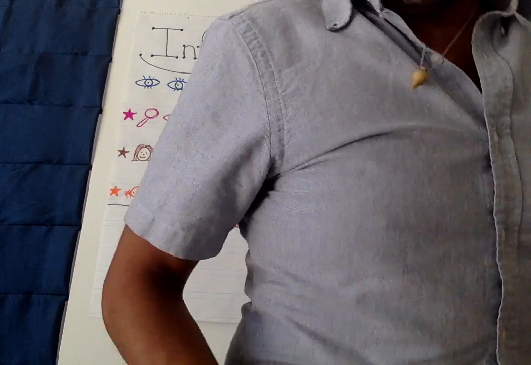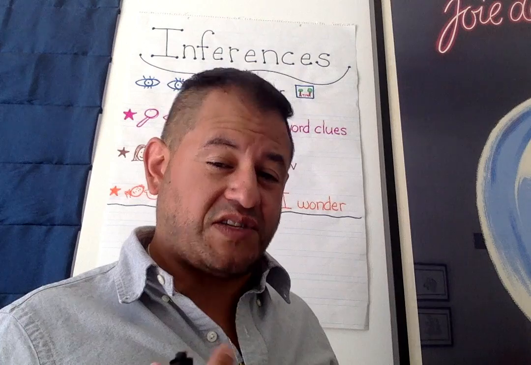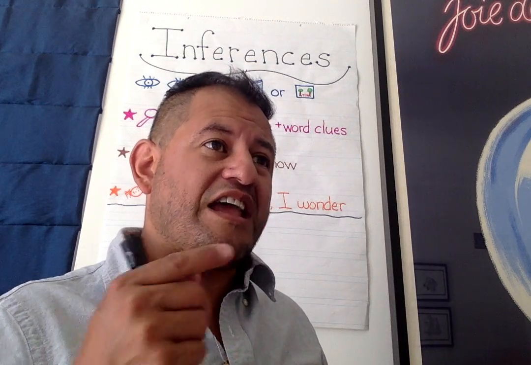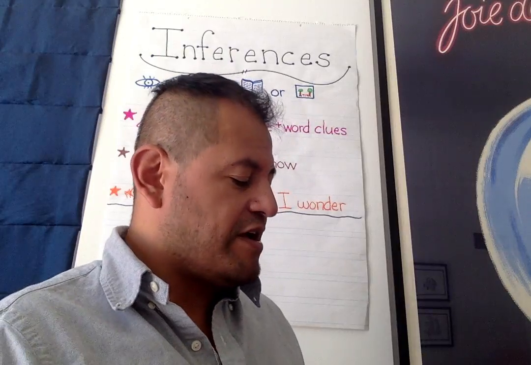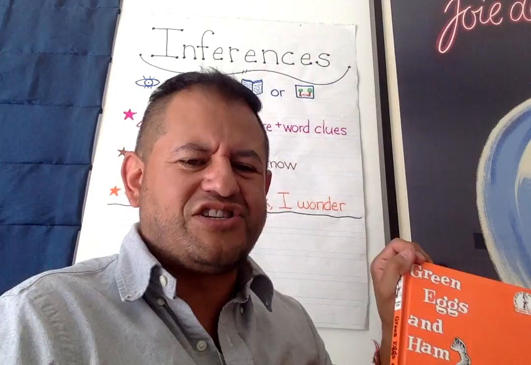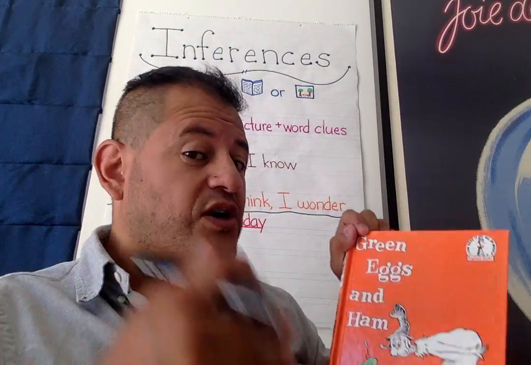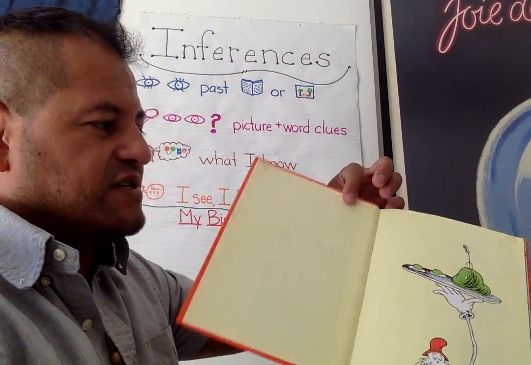So I'm going to show you first how to make an inference, how to guess other parts of the story that aren't on the page, by using your own brain power, okay? So I'm going to use Green Eggs and Ham, and I'm just going to show you a couple pages, and I'm going to talk through what's going on in my brain. All right. So I'm just going to kind of do a picture walk first for a couple pages.